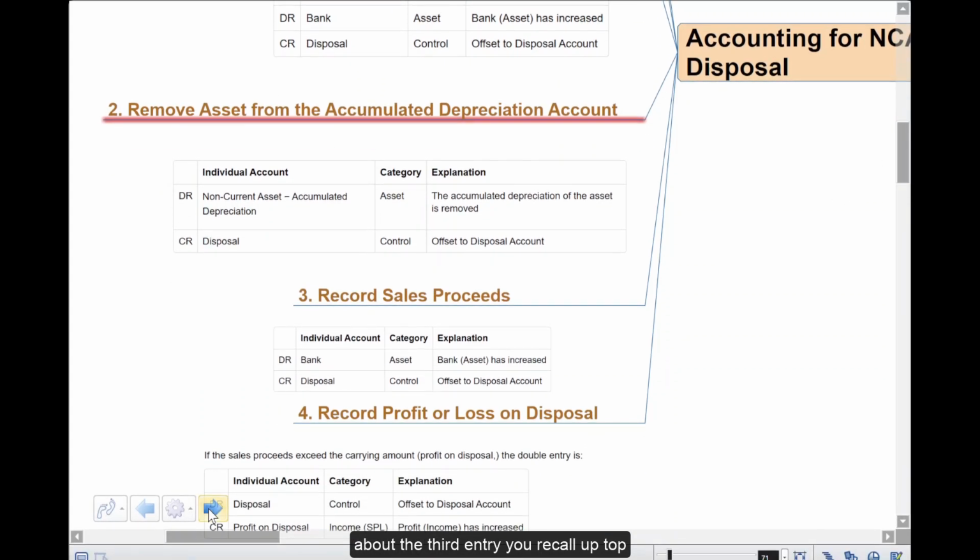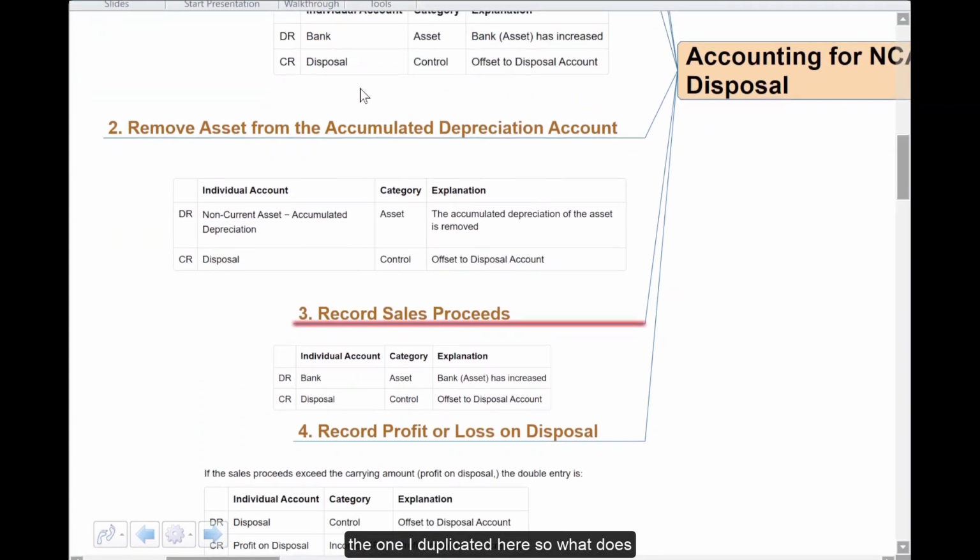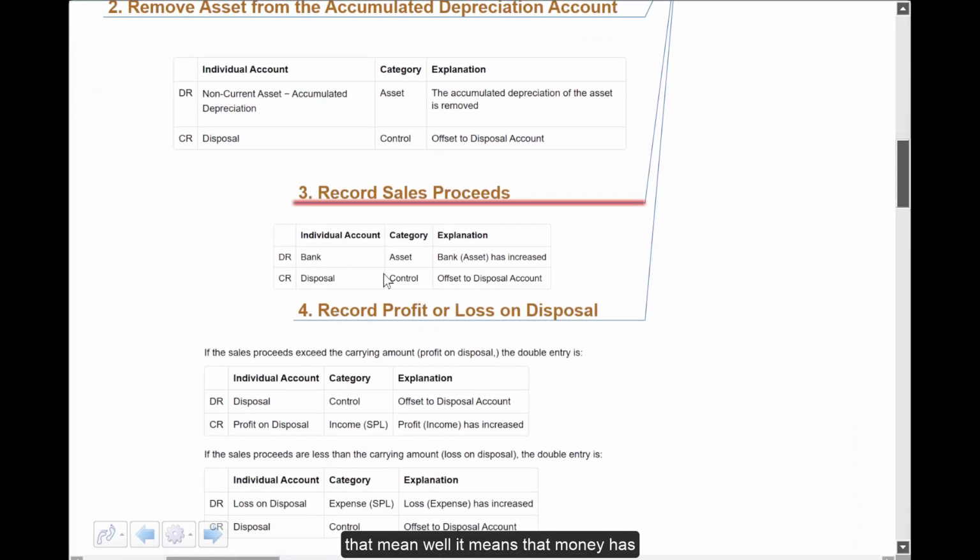What about the third entry? You recall up top, it was to record sales proceeds, which is the one I duplicated here. So what does that mean? Well, it means that money has come in. It means that the bank account has swelled to the tune of the disposal value, $10,000, $20,000. So therefore, we're increasing an asset, so we must debit it. Now, where do we credit? Well, remember, we need to calculate the profit or loss on disposal. Let's credit the disposal account. Now that's a sort of temporary account, really, that is used to house the first three entries.